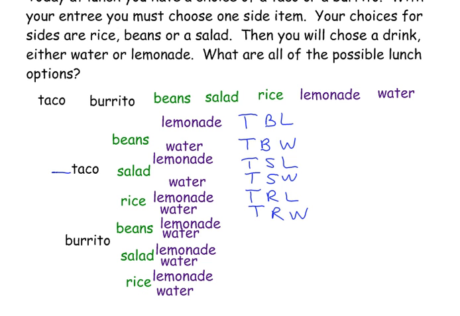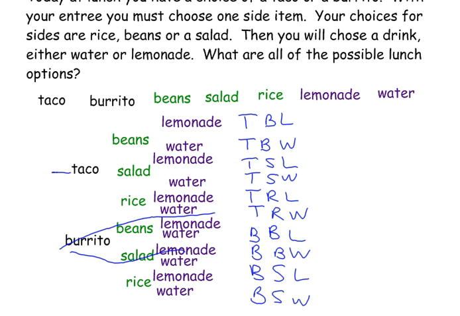If we choose burrito, then we'll start on this top path: burrito, beans, and lemonade, or burrito, beans, and water. Then we have burrito, salad, and lemonade, or burrito, salad, and water. And then the last two I don't have quite enough space for, so we'll write them over here. Now we're on to the rice one: burrito, rice, and lemonade, or burrito, rice, and water.